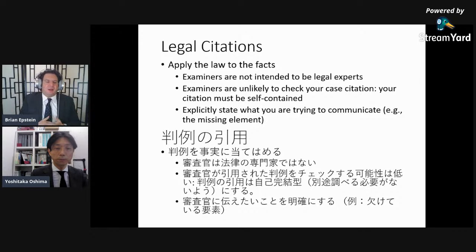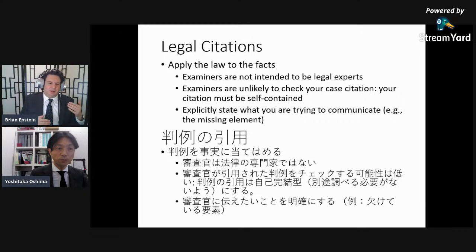Your examiner might not know how to look up F3d. Chances are they will Google it, but even if they do, they're not necessarily going to understand what they're looking at. And so after you quote this case law to them, and again, your citation can be larger than you would do for the MPEP, you still must explicitly state what you are trying to communicate.